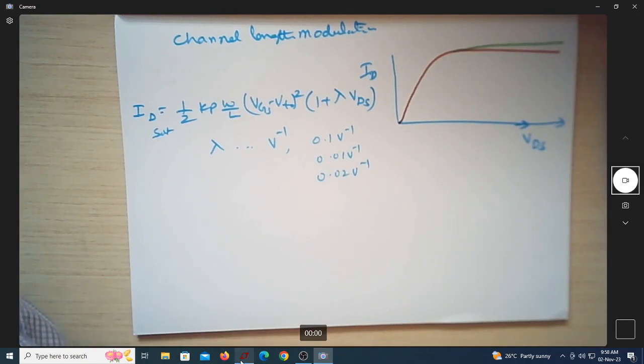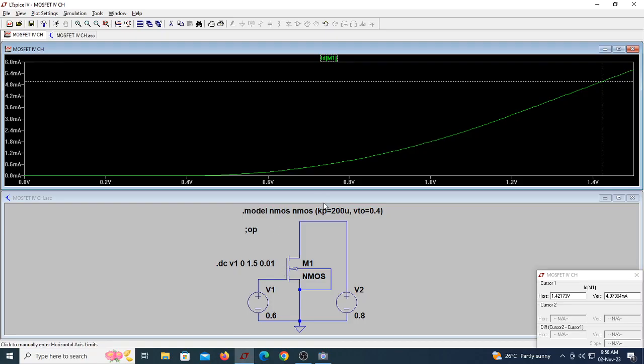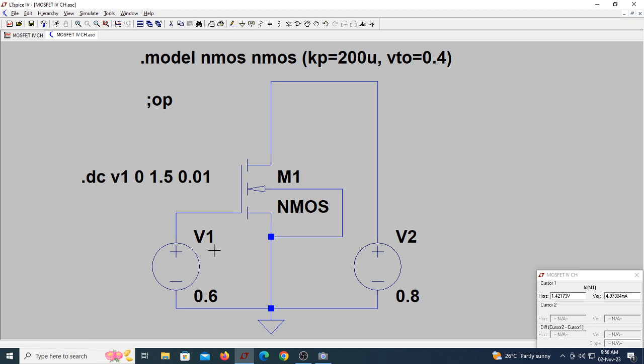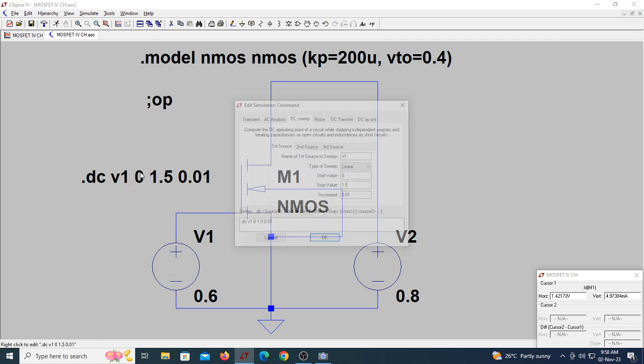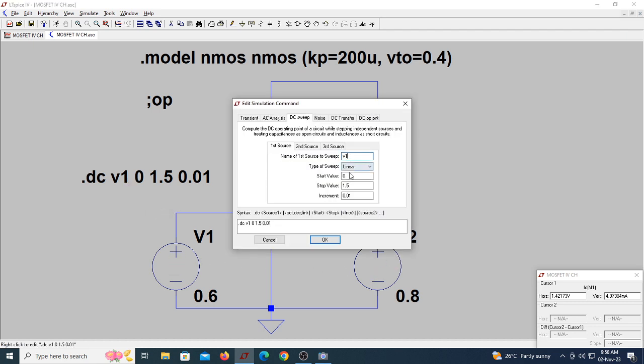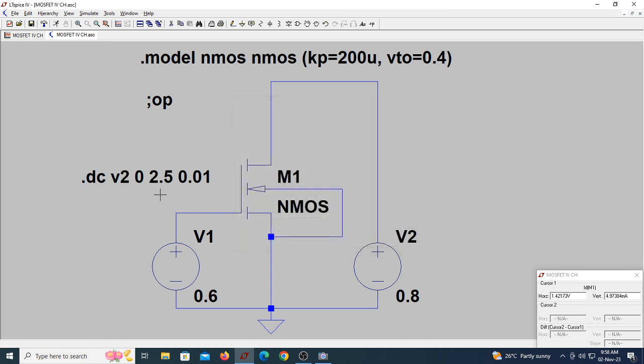So let me again go back to the same circuit. Now let me do output characteristics. For that, I'll keep VGS constant and I'll change the variation here, so this will become V2. So let this be fine. You can even go up to a larger voltage, make it 2.5, so that you can see the variation. This is done. You can see that has been modified.